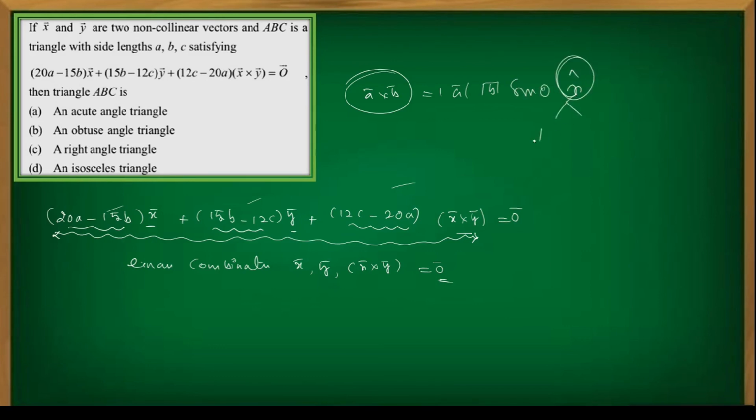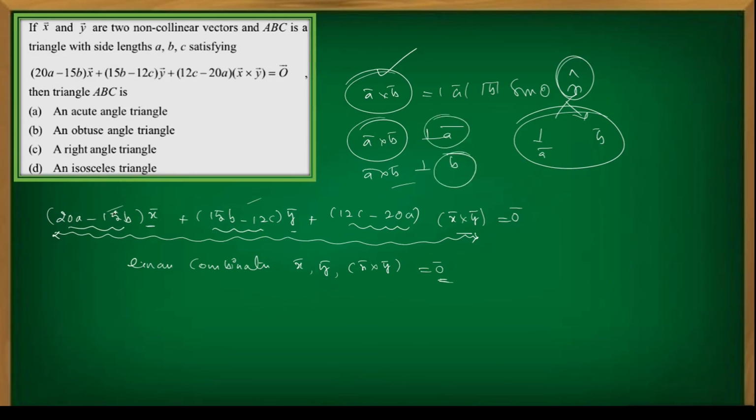N cap is perpendicular to a bar, perpendicular to b bar, perpendicular to both, which is nothing but a bar cross b bar direction. So therefore a bar cross b bar, the vector what you have, is perpendicular to both a bar and b bar. So if you have a bar somewhere here, b bar somewhere here, in the plane of a bar b bar, if you drop a perpendicular to that, that will be a bar cross b bar.